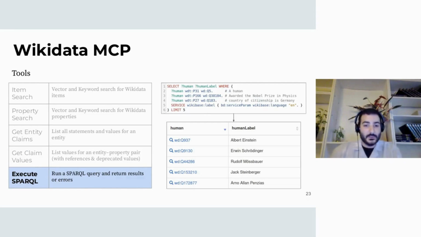And finally, we have execute SPARQL, which takes generated SPARQL, runs it, and provides the AI model with either the results or an error message if one occurs.